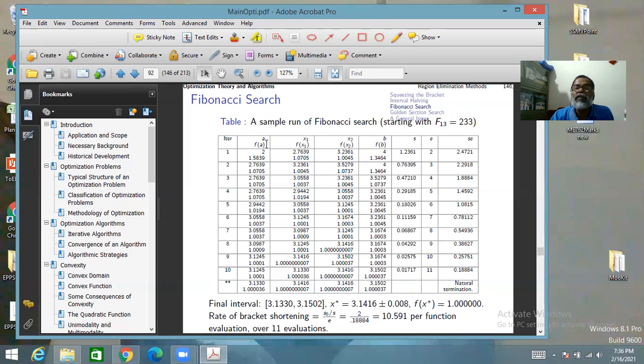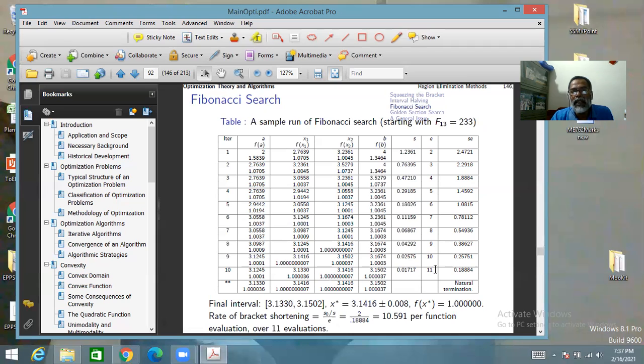Now let us see a sample run of the same problem. Bracket 2 to 4, then x1 and x2, f(x1), f(x2). Interval size is reducing like this. In the first iteration there are 2 evaluations, can't help it. And from that point onwards, every new iteration has only one new evaluation. And in 10 iterations, 11 evaluations take place, because except the first iteration, in every iteration there is only one new evaluation.